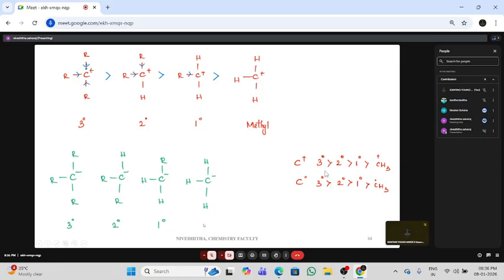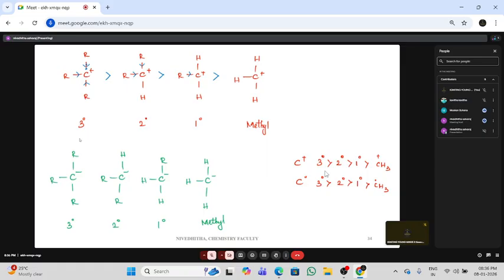So why are these carbanions unstable? Because they have extra electrons. As far as tertiary carbanion is concerned, it is attached with 3 R groups. And what is the nature of the R group? What will this R group do? It will push the electron towards the carbanion. See, the carbanion already has more electrons. That is why it is unstable, right?